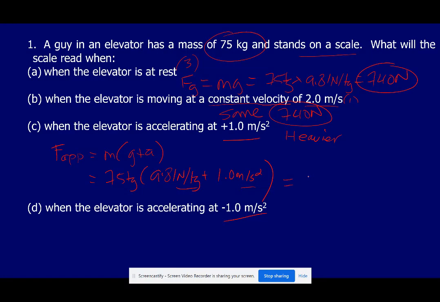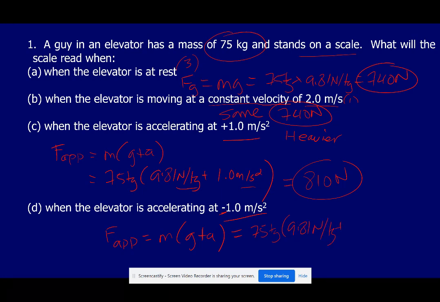Feel free to pause the video. To 2 digits, I get 810 newtons. When the elevator is accelerating down, and we know it's down because of that negative acceleration, just apply the same formula. F apparent is equal to mass times (g plus a), which is equal to 75 kilograms, bracket 9.81 newtons per kilogram, minus 1.0 meter per second squared.